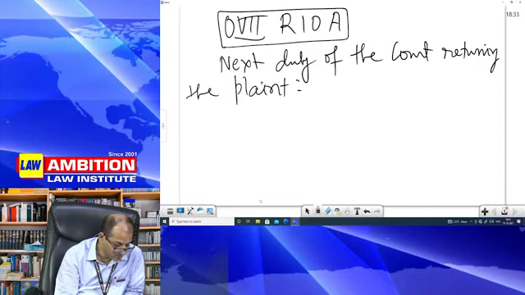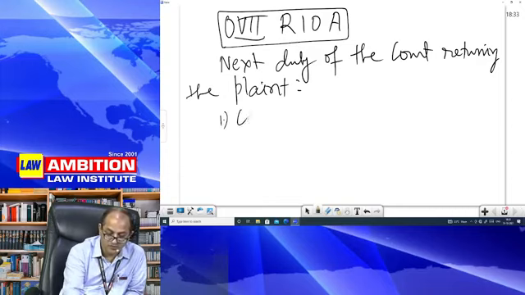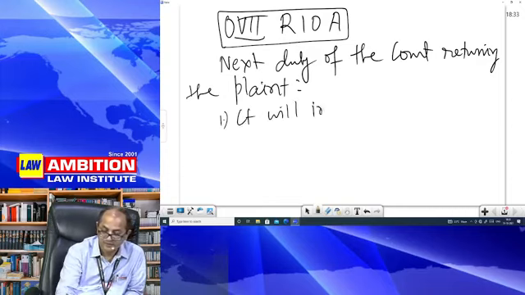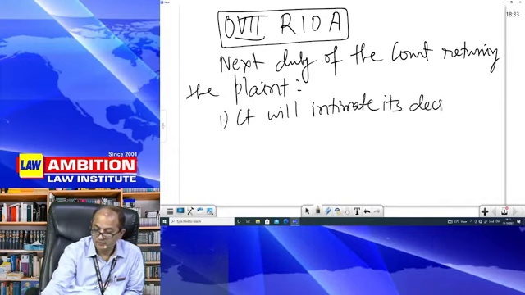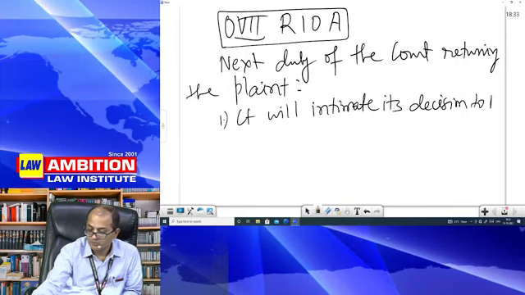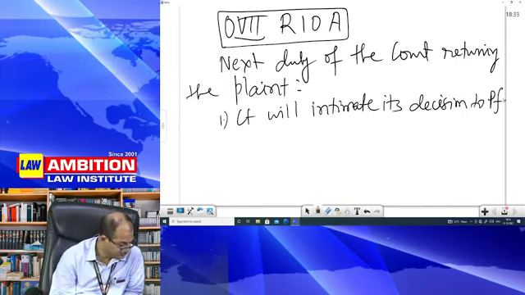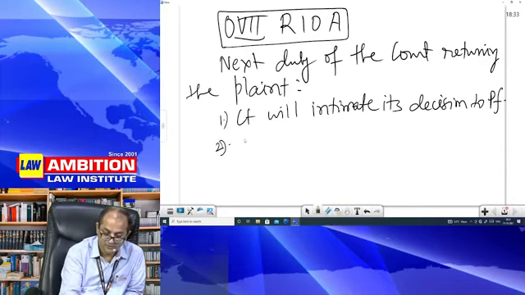So, now court will intimate its decision to plaintiff. Second, court on plaintiff's application.